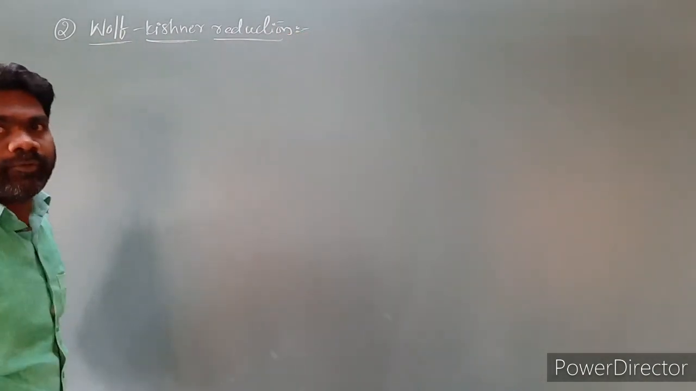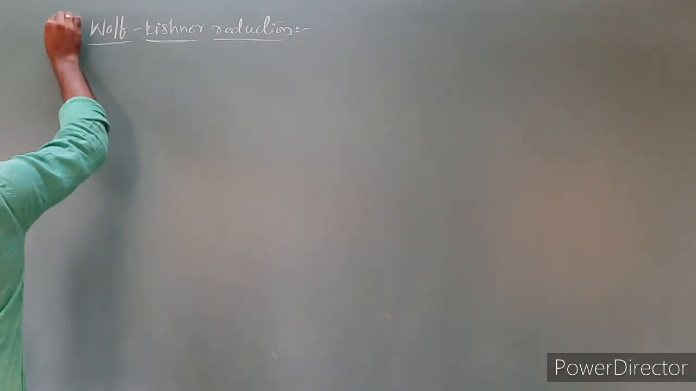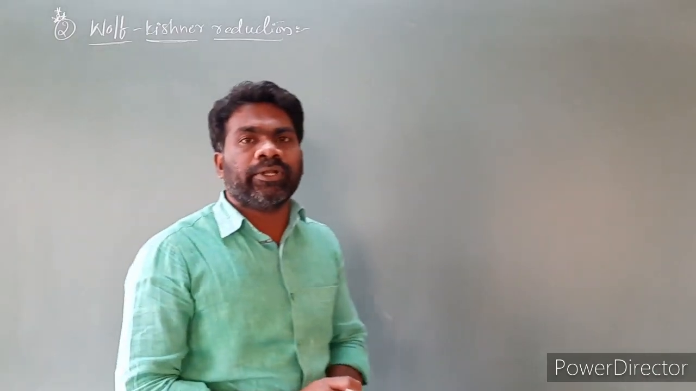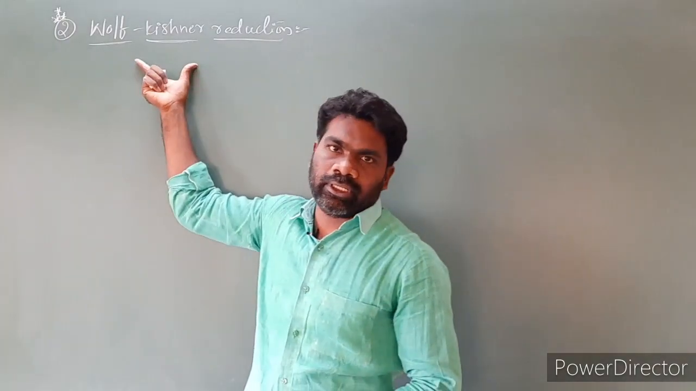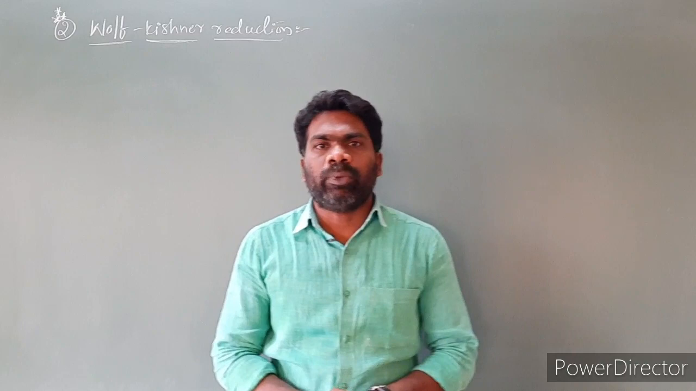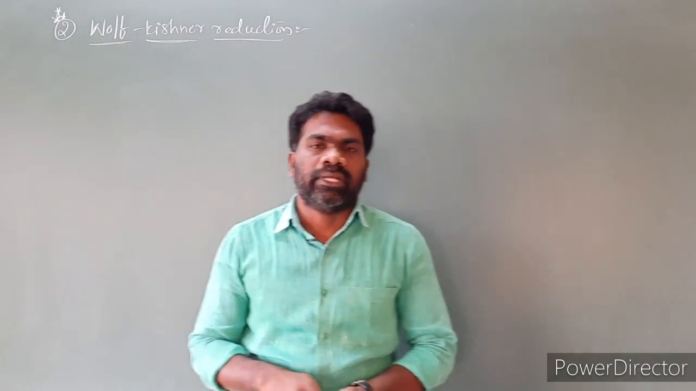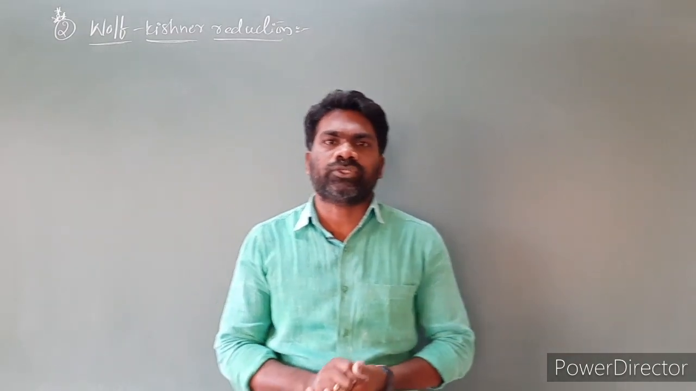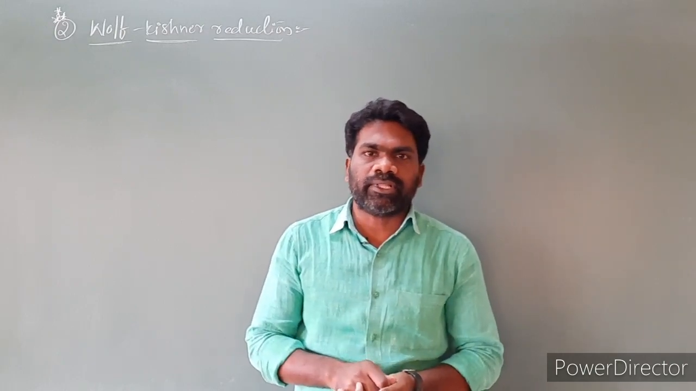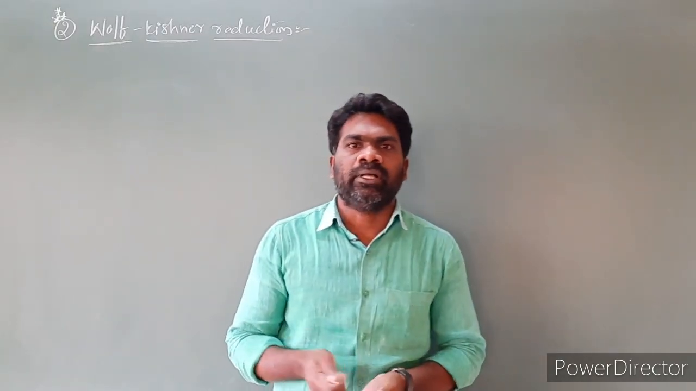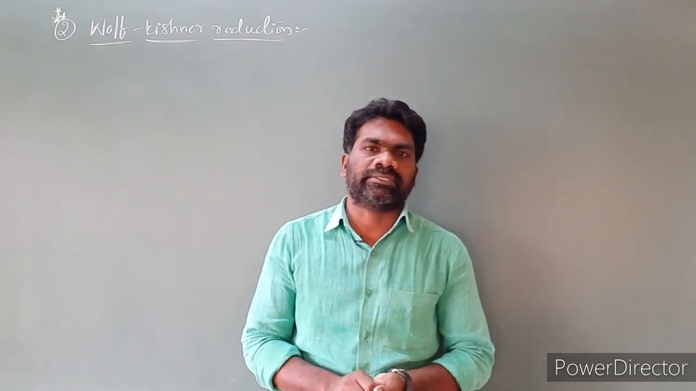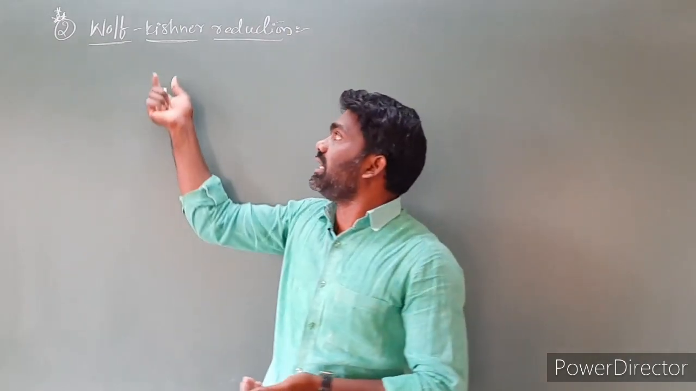From the PUC point of view, it is a very important question. For PUC exams, it is an important question. Now let's look into what is Wolff-Kishner reduction. The carbonyl group of aldehydes or ketones is reduced to a CH2 group on treatment with hydrazine followed by heating with sodium hydroxide or potassium hydroxide in a high boiling solvent such as ethylene glycol. This reaction is known as Wolff-Kishner reduction.